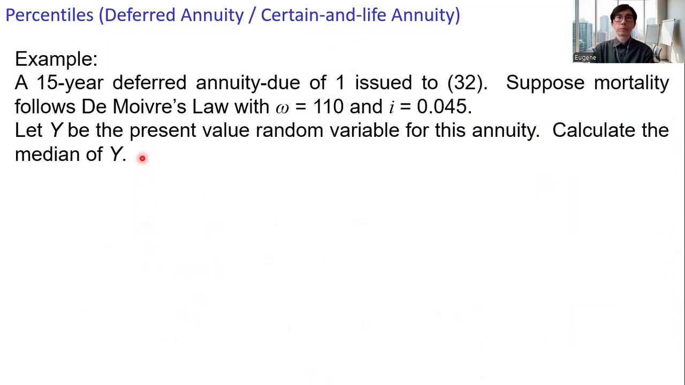Another example. Here we have a 15-year deferred annuity due of one issued to an individual at age 32. Mortality follows the Moivre's law, omega 110. Interest rate 4.5%, 0.045. Calculate the median of Y.